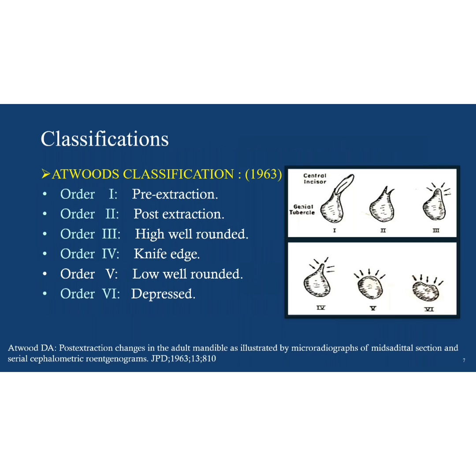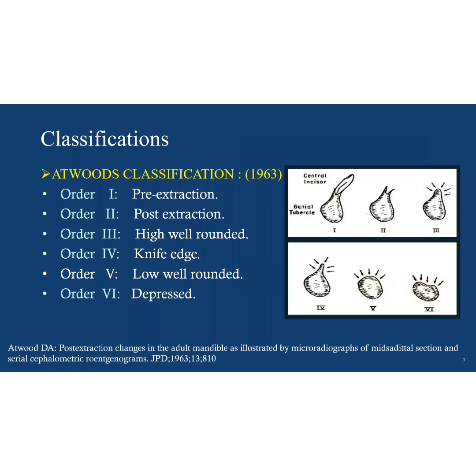Classifications. Atwood's classification is the most common classification which is used. Order 1 is the pre-extraction: tooth is in the socket with labial, lingual, and cortical plates merged with lamina dura. Order 2, post-extraction: clot formation, reorganization, and epithelialization is present, but the edges of the ridge are still sharp. Order 3, high well-rounded: cortical plates are rounded off by external resorption, with narrowing of the crest and remodeling of internal trabeculae bone. Order 4 is knife edge ridge.